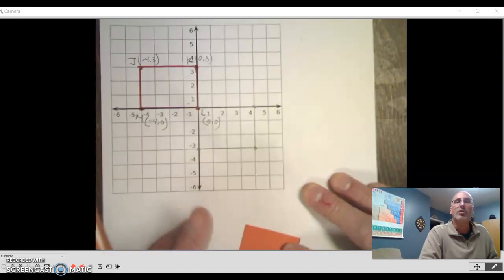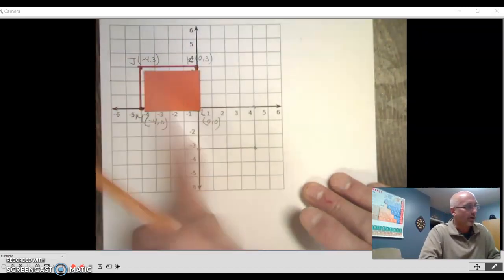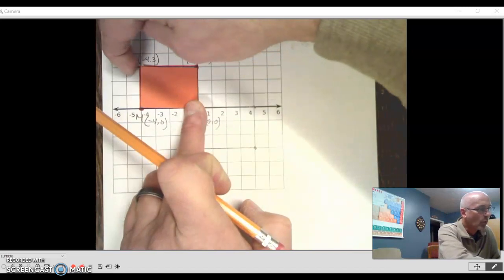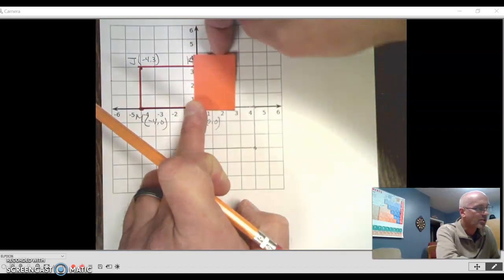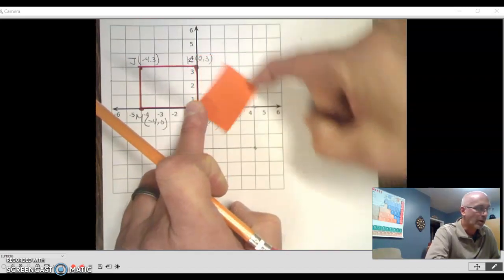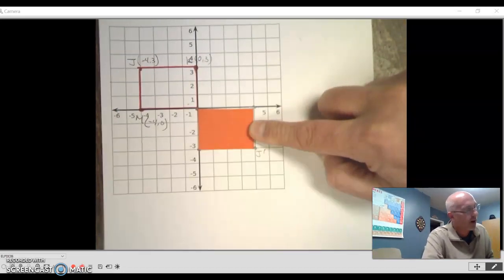Now I have to label the points. So when I spun this around, I'm going to hold my finger here. Now here's letter J. I'm going to see where letter J turns out. So right there is letter J. It has that little mark on it. I'm going to go here. So here is where my J prime is going to be.